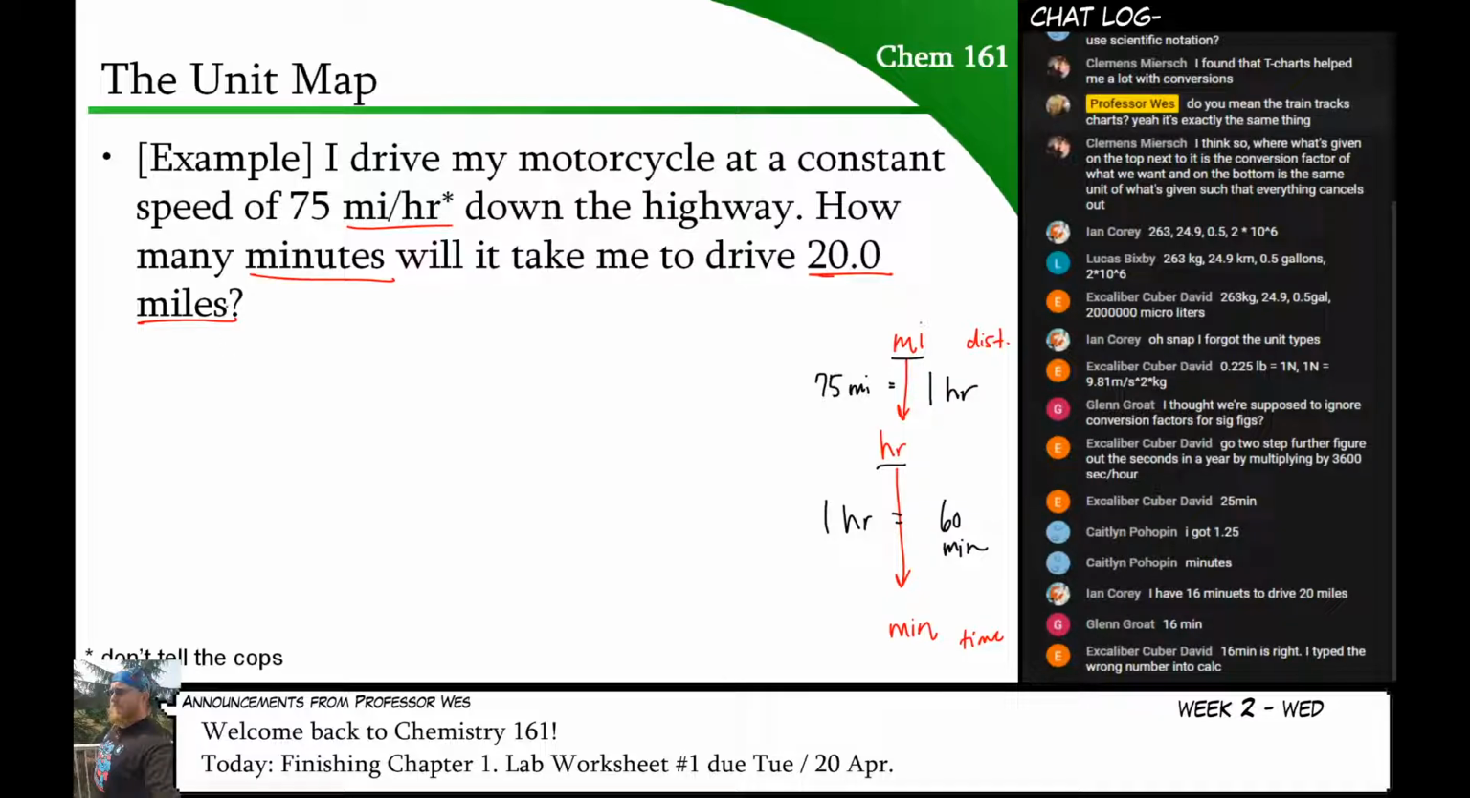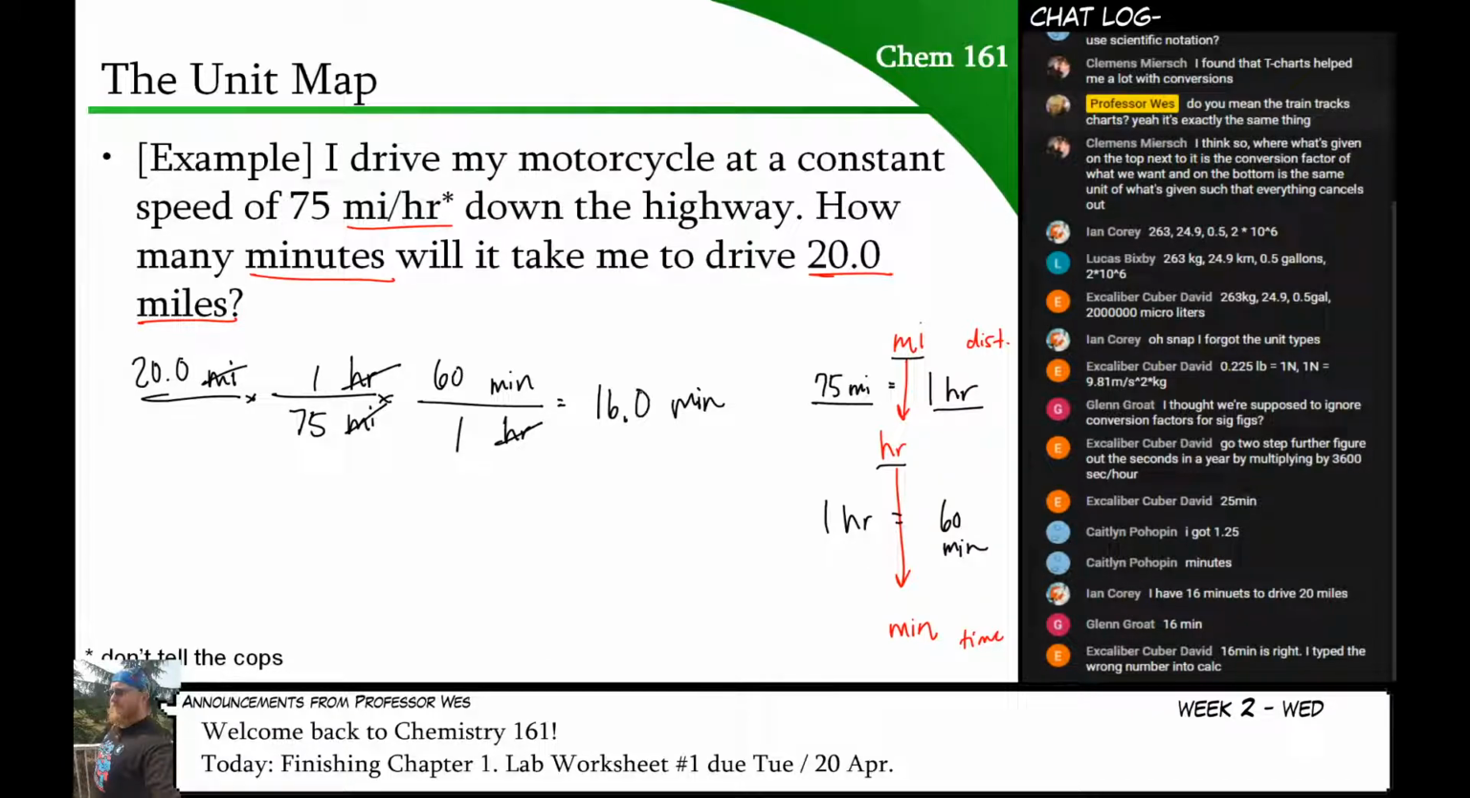So let's do the numbers. Well, actually, let's first set up the units real quick. So 20 miles. And then I want to figure out miles per hour. And then hours to minutes. And that will tell me the number of minutes that it will take me to drive this distance. So now let's do the numbers. So there's 75 miles in 1 hour. So 75 actually goes down here because that's where the miles are. And then 60 minutes in an hour. My calculator turned off.